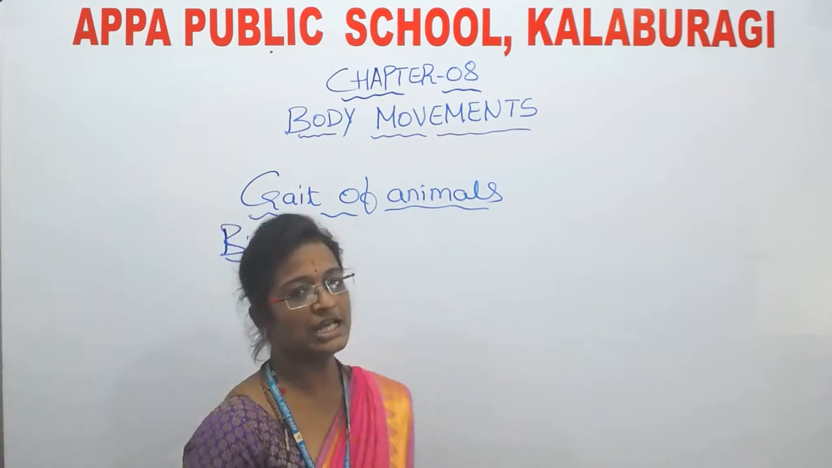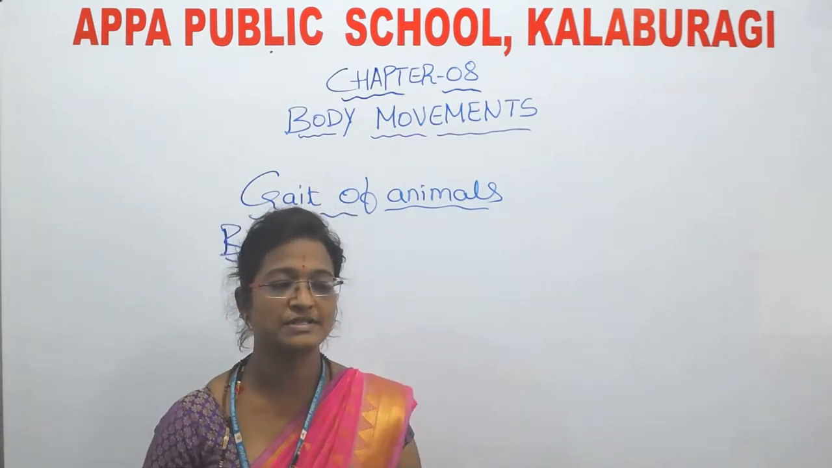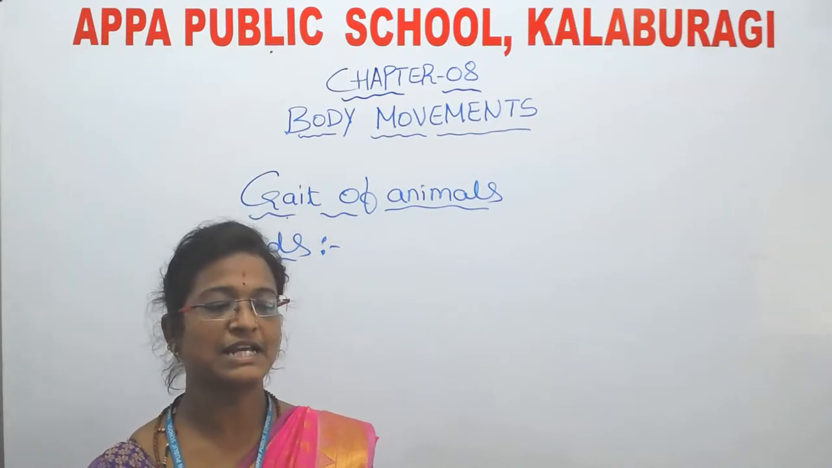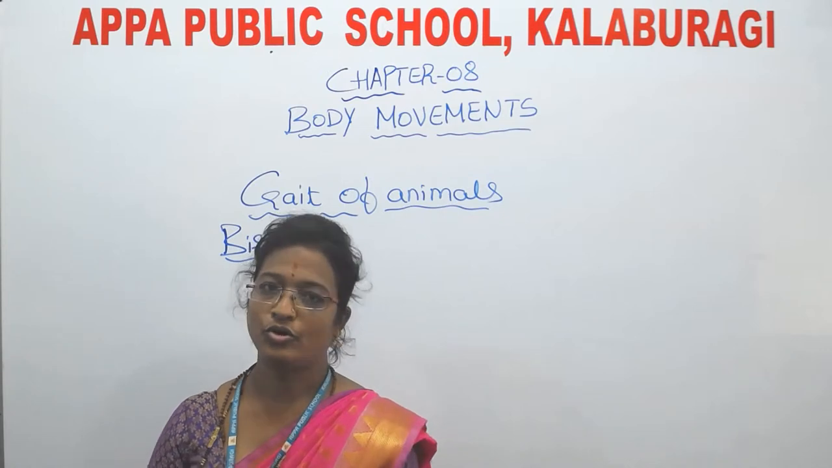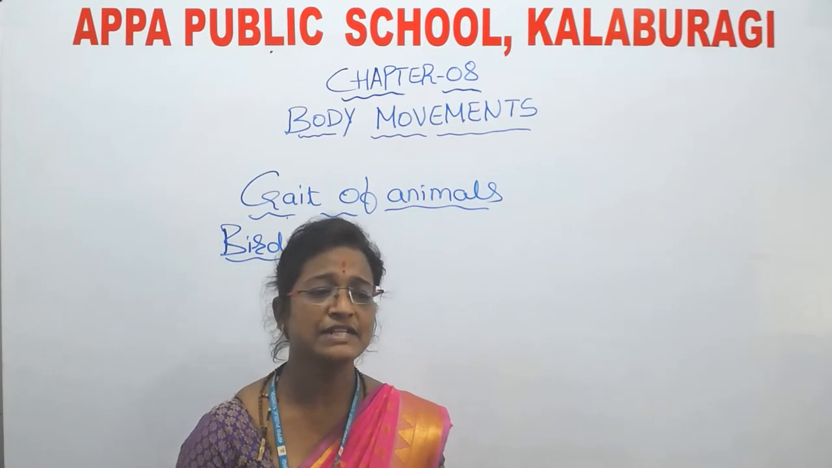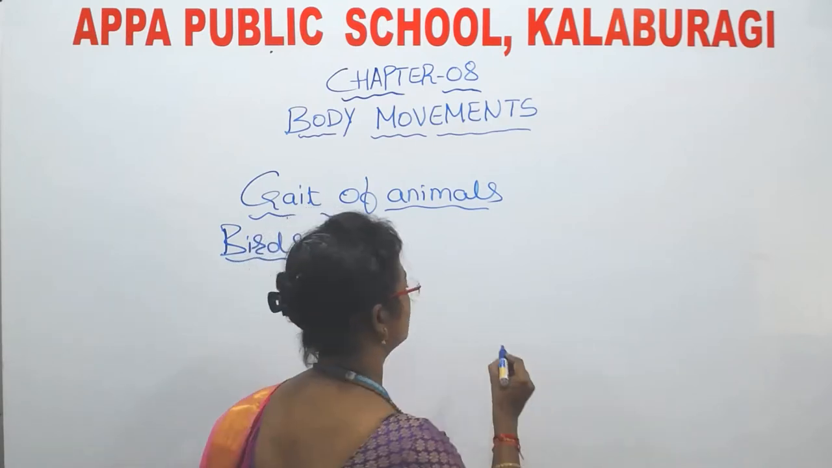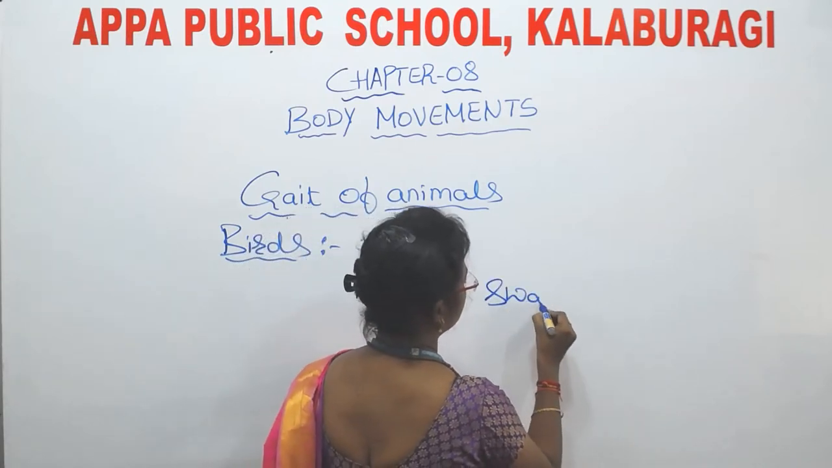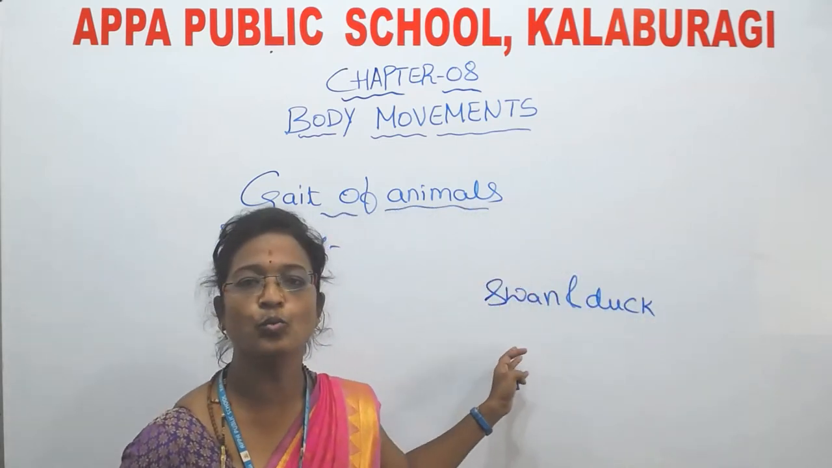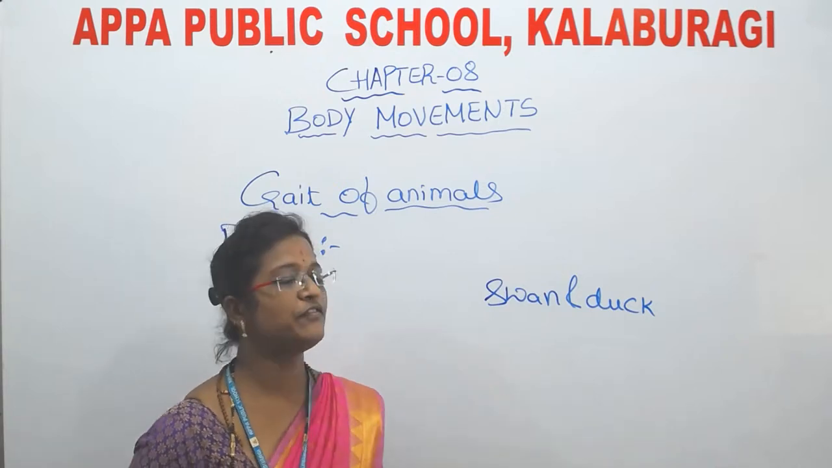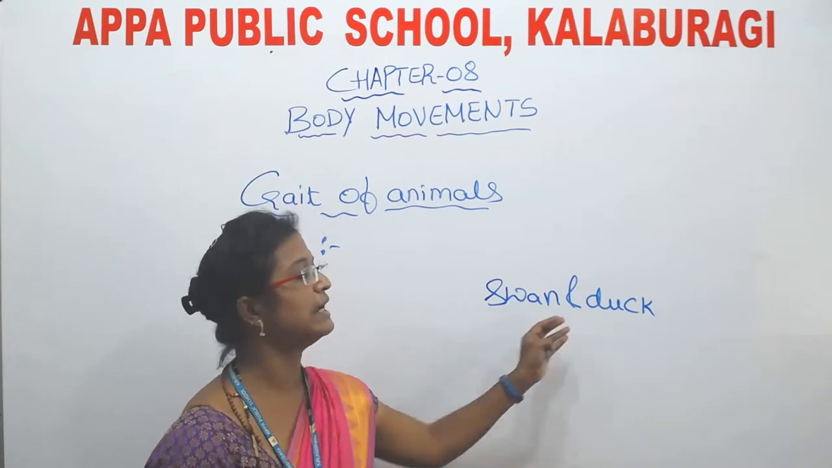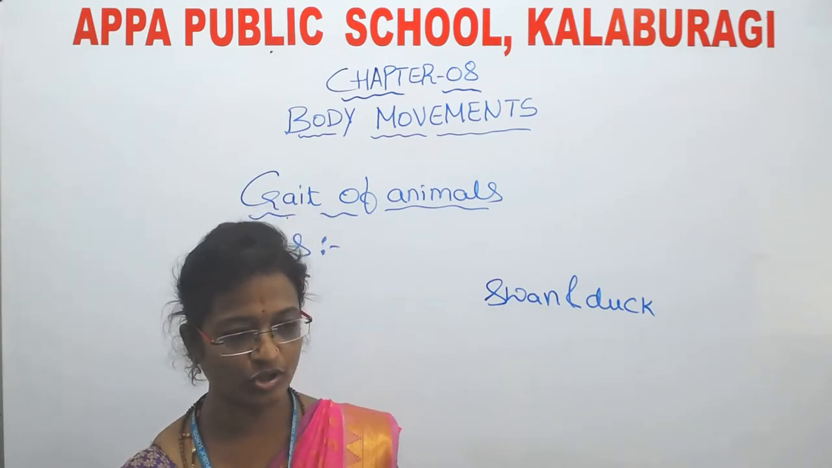Okay, so as we all know birds, we have seen birds, isn't it? So here also sometimes the birds will move on the ground, birds will fly obviously, and even a few birds, like swan and duck, will swim in water, isn't it? So few birds will fly, few birds sometimes will walk on the ground, and few birds like swan and duck will swim in water, isn't it?